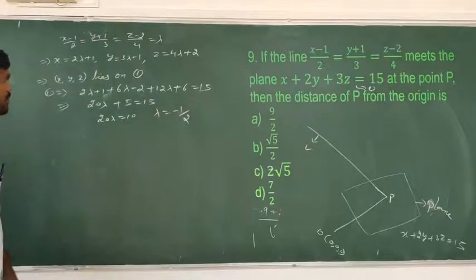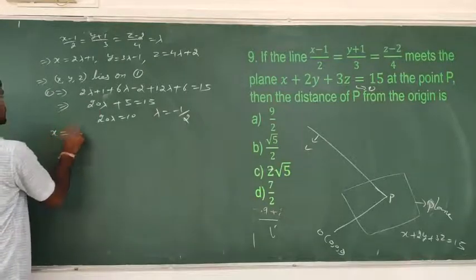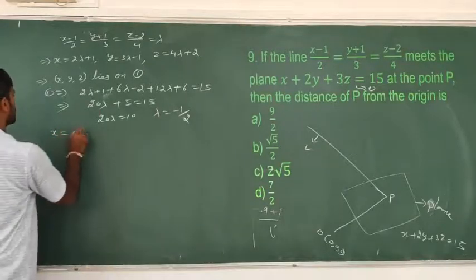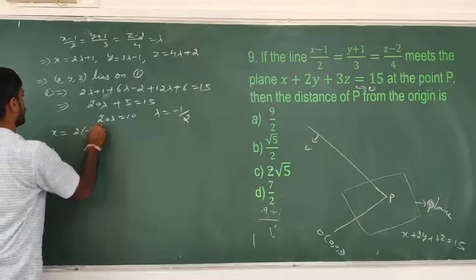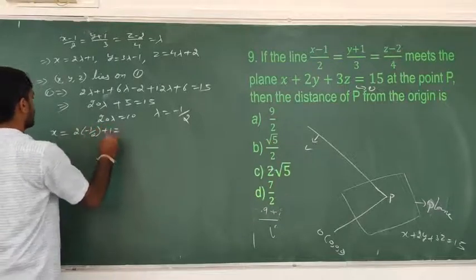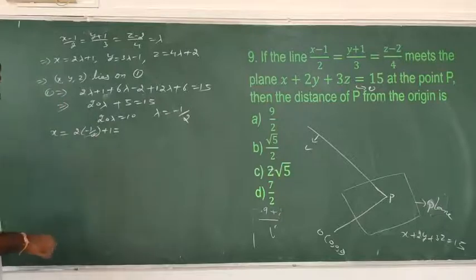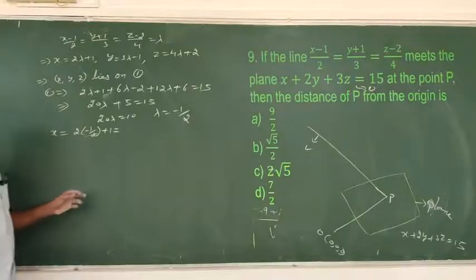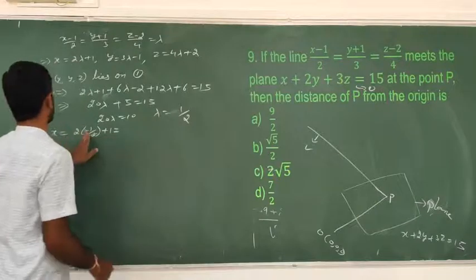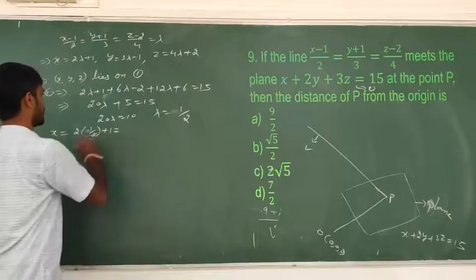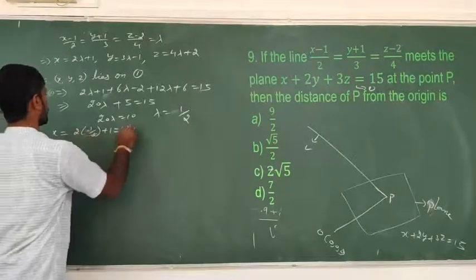Therefore the value of lambda is minus 1 by 2. Then x is equal to 2 into minus 2 plus 1. So that is equal to 2 to cancel, minus 1 plus 1. So the value of x is 0. Yes, the value of x is plus 1 by lambda. This is not minus 1 by lambda, this is plus 1 by 2. Lambda is plus 1 by 2. 2 to cancel, 1 plus 1 is 2.